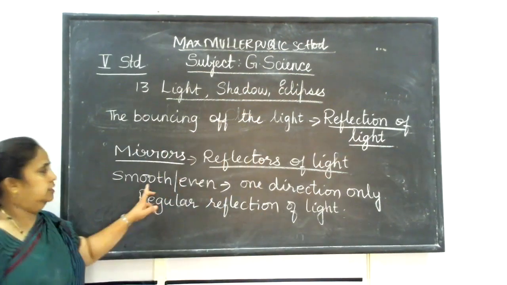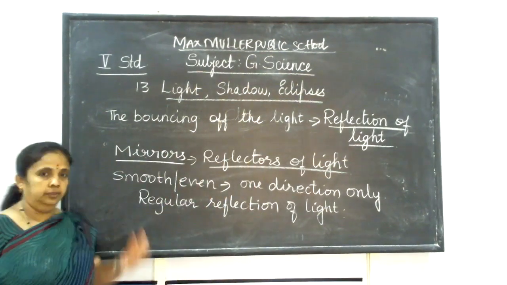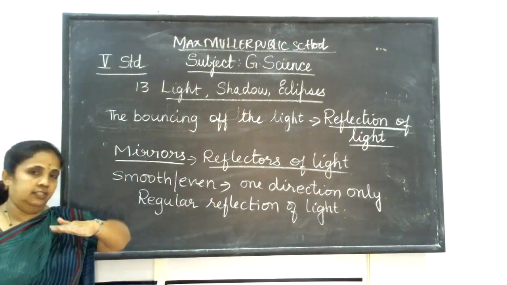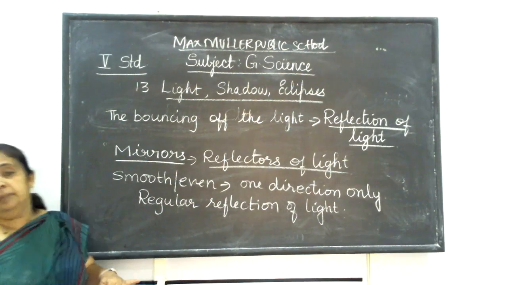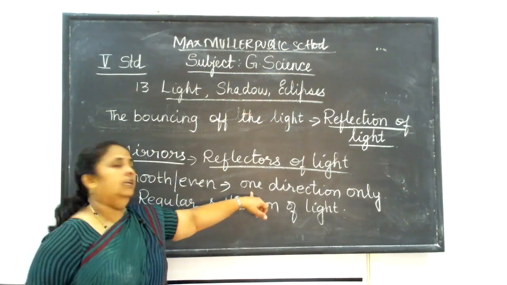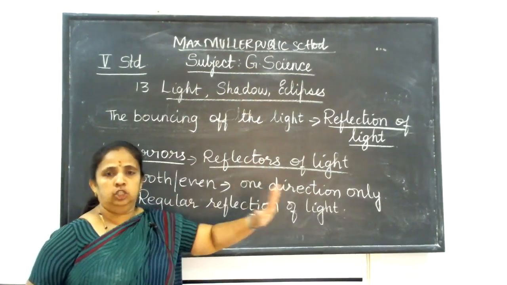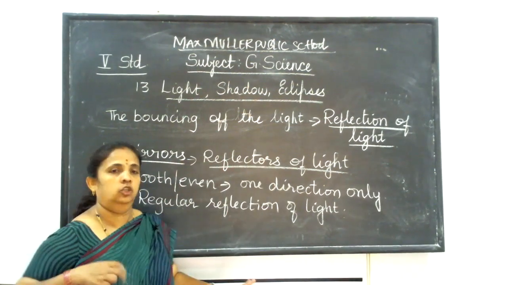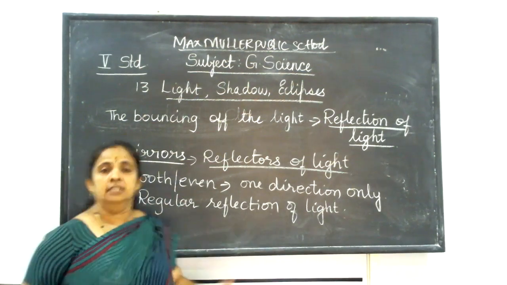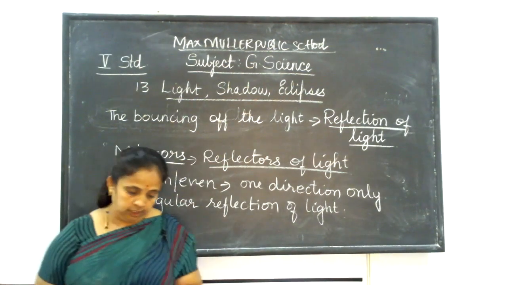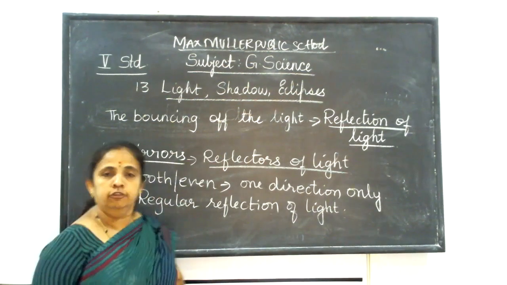So if the surface where the light is falling is smooth or even, then the image formed will be clear because the light will fall in one direction only, and we get a very good image. Such images are called regular reflection of light.